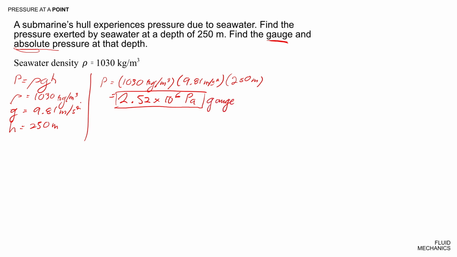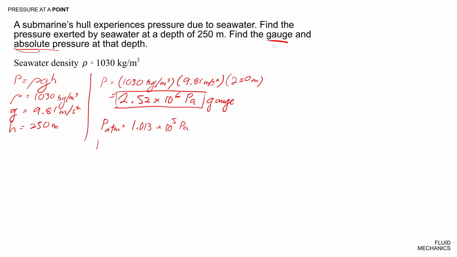To calculate the absolute pressure, we must first find the value of atmospheric pressure, which is a constant, of, if I'm not mistaken, 1.013 times 10 to the fifth pascals. So that's the value of atmospheric pressure.